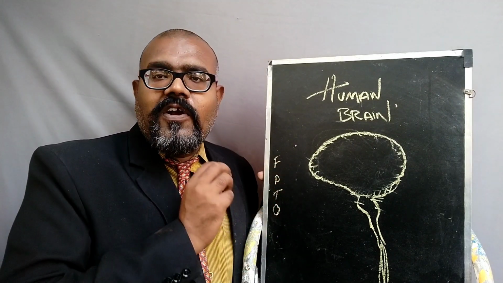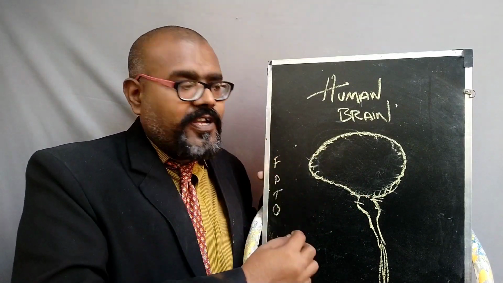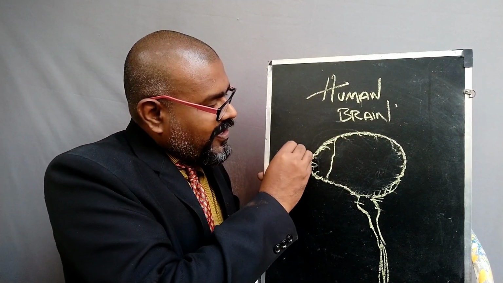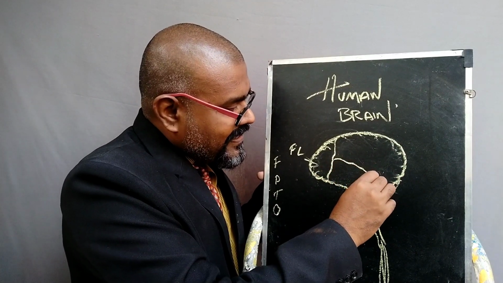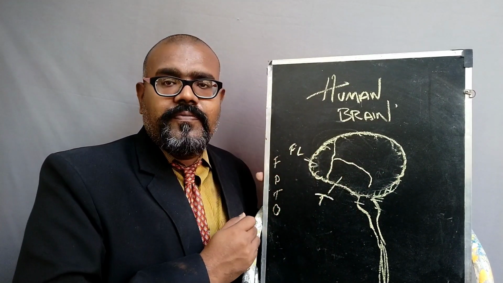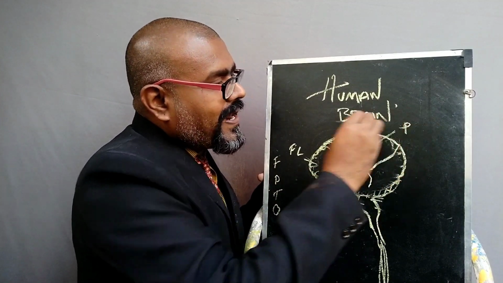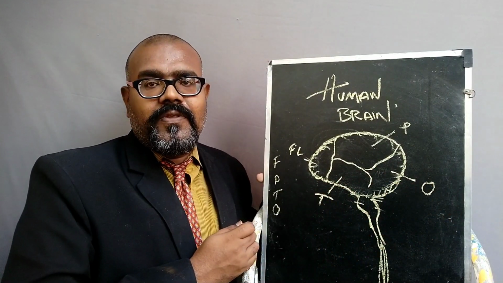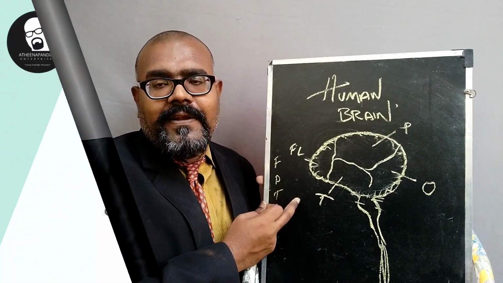Here, the frontal lobe. The name itself says that the front portion of the brain is considered the frontal lobe. This is the portion of the frontal lobe. Then here this is the portion of the temporal lobe. Then here this is the portion of the parietal lobe, and this is the portion of the occipital lobe. So these are all the regions of the brain.